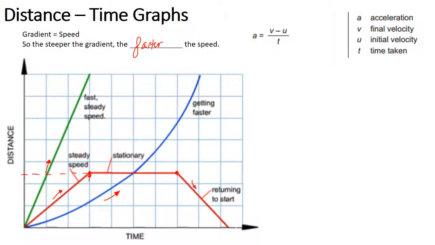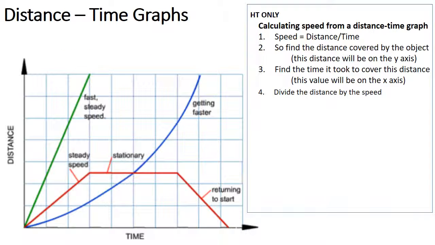And then if you've got a line going back on itself, this is showing you we're going from a certain distance back to a 0 point in terms of distance, so you return to the start. Now you could be asked to calculate acceleration from distance, speed, time graphs, and you could also be asked to calculate speed of an object. So we're going to look at how you do that.